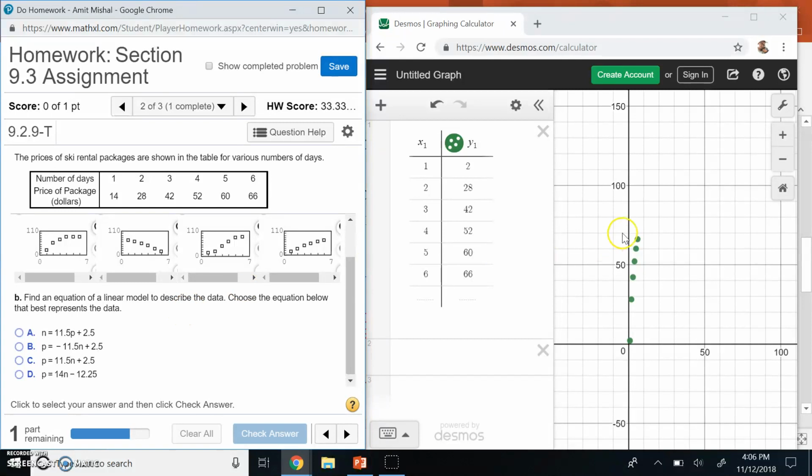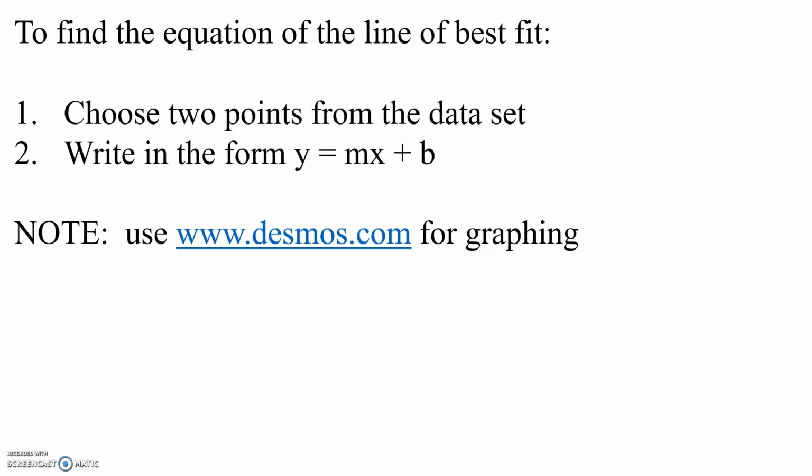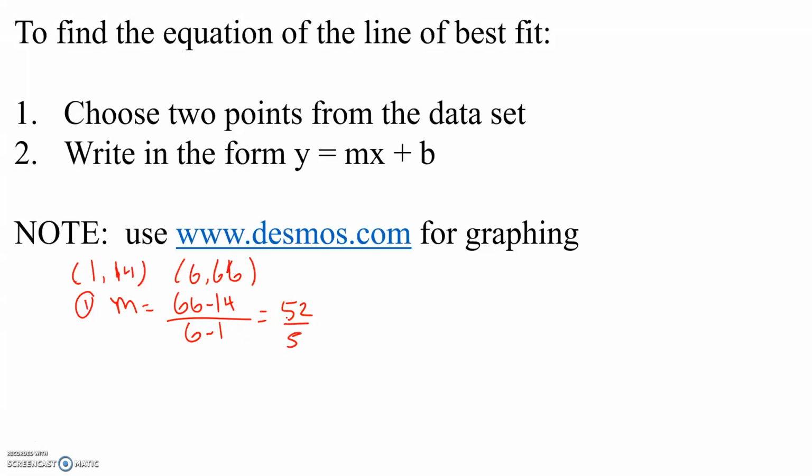So let's pick the furthest point on this side and on this side. So we're going to pick the points 1 comma 14 and 6 comma 66. So let's go back to here and pick the points 1 comma 14 and 6 comma 66. Okay, so we're first going to have to find the slope. The slope m is going to be y2 minus y1 divided by x2 minus x1. So 66 minus 14 will give us 52, and 6 minus 1 will give you 5.